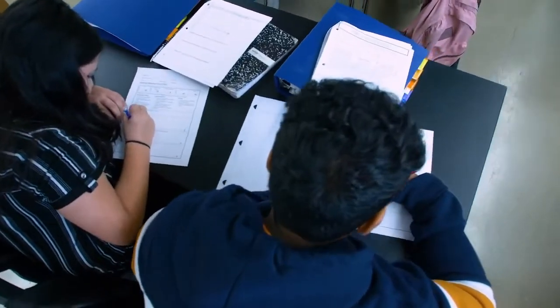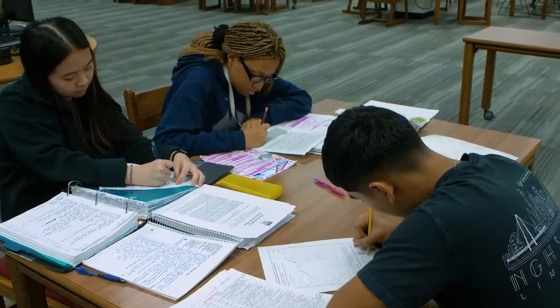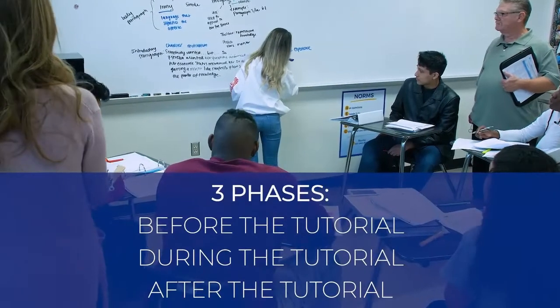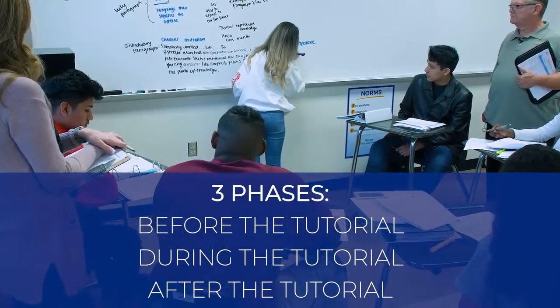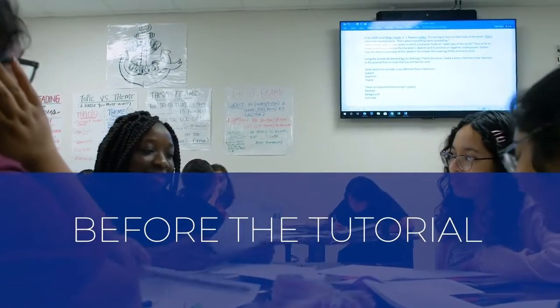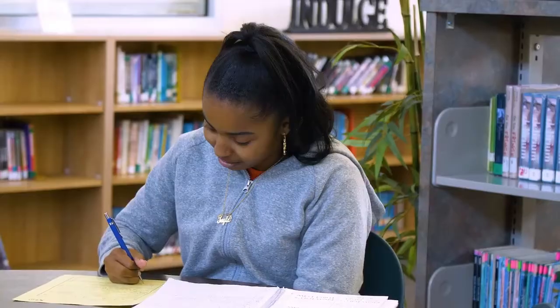So what does this process actually look like? The 10 steps of the AVID tutorial process have been divided into 3 phases: before the tutorial, during the tutorial, and after the tutorial. The objective of the before the tutorial phase is for students to authentically prepare for tutorials.